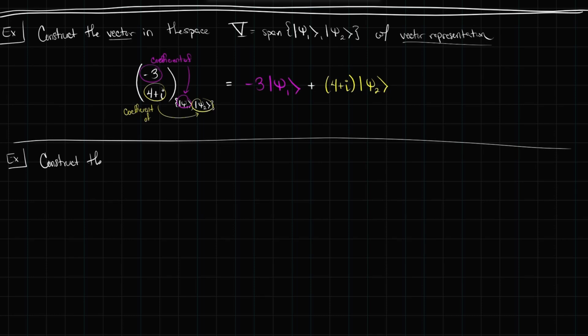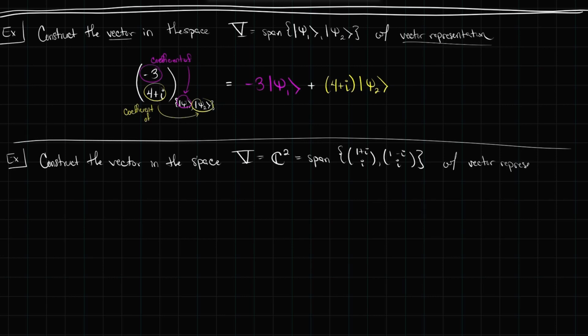Construct the vector in the space V, which will just be C2 here, which is the span of 1 plus i, 1 minus i. The span of those two vectors with vector representation (2 minus i, negative i). That's going to be with respect to our basis above, which was 1 plus i and 1 minus i.